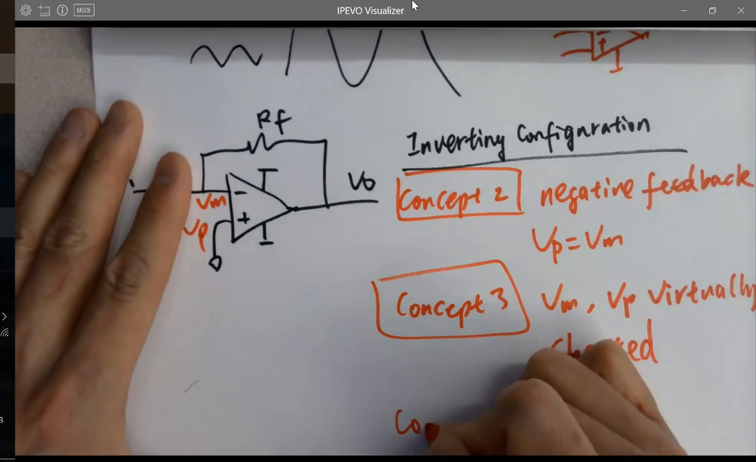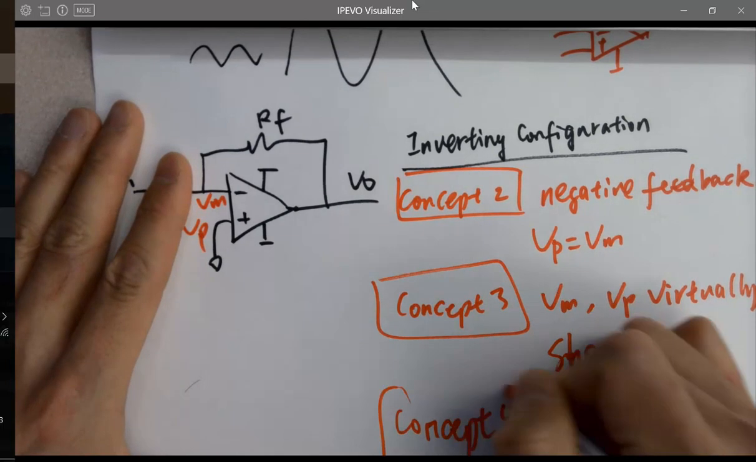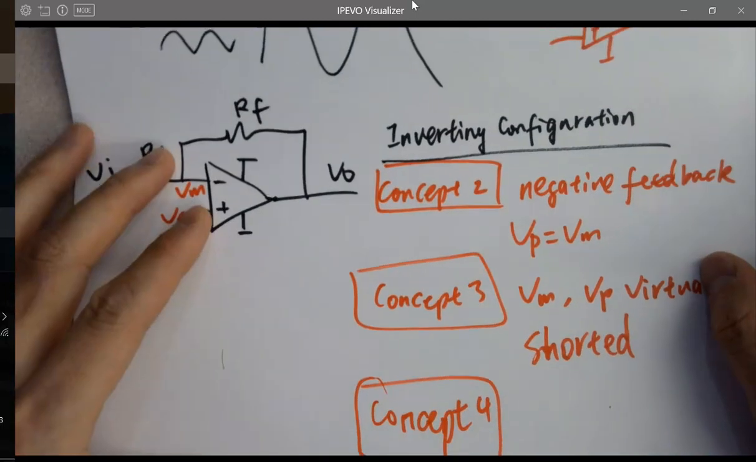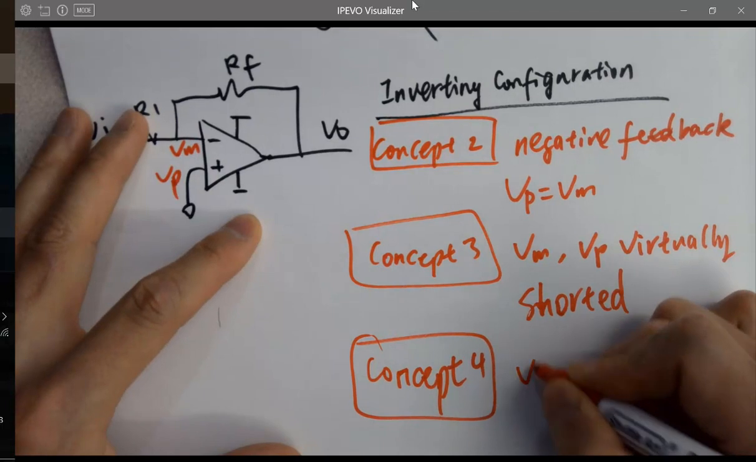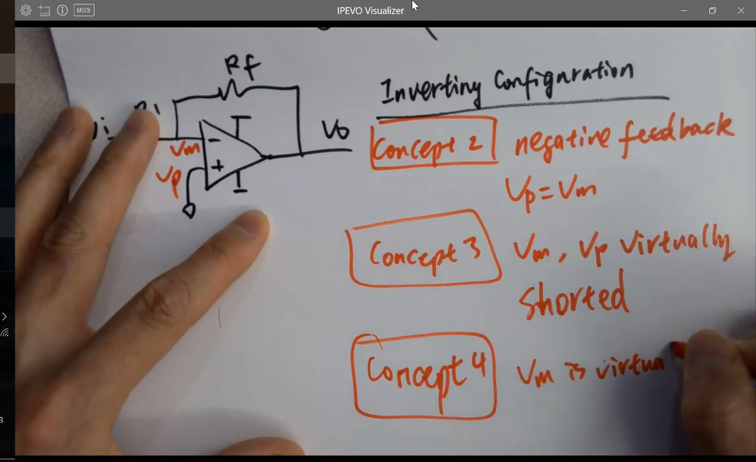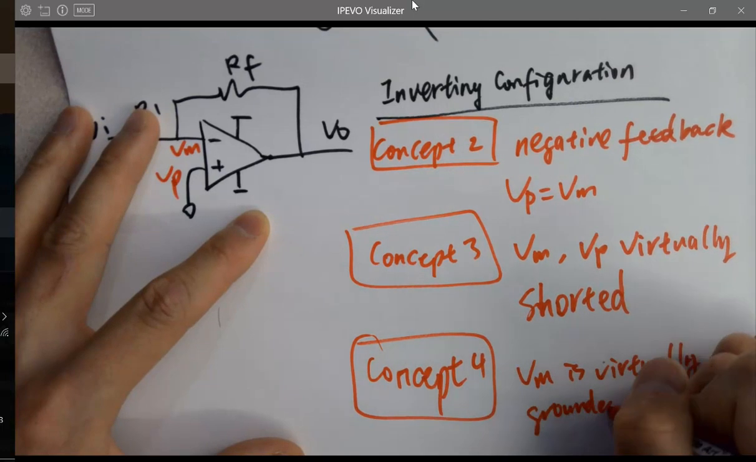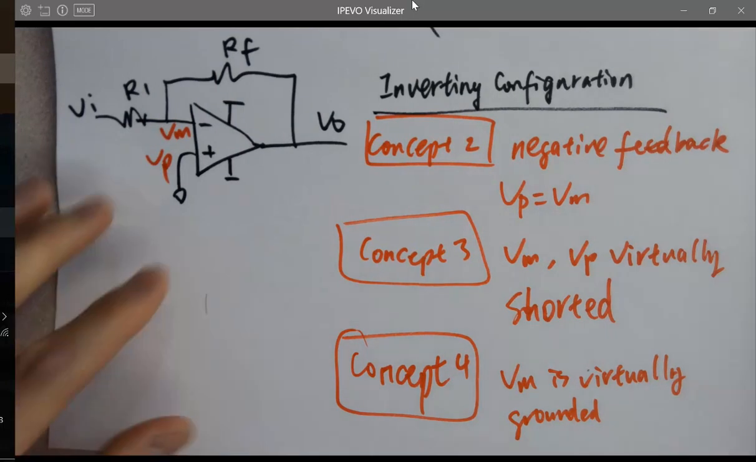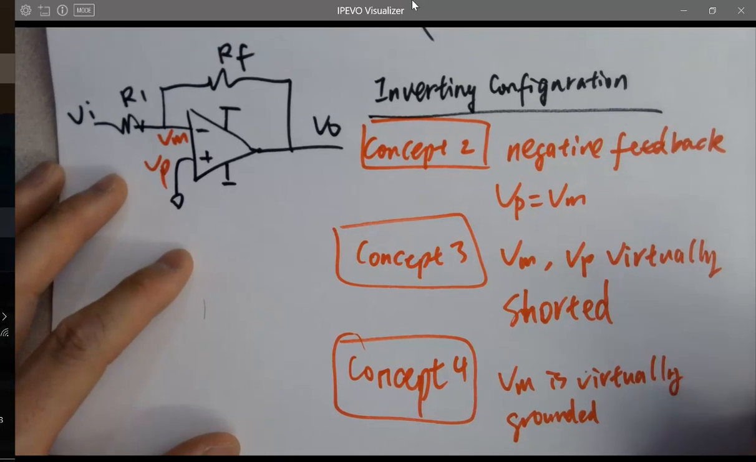And concept number 4, VM is virtually grounded. These are actually similar conclusions.